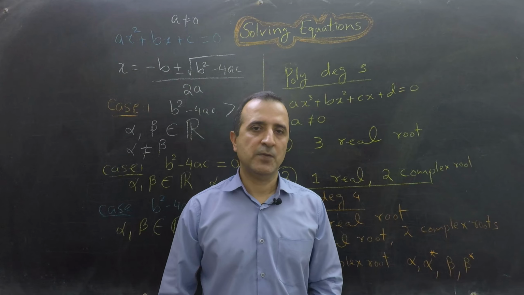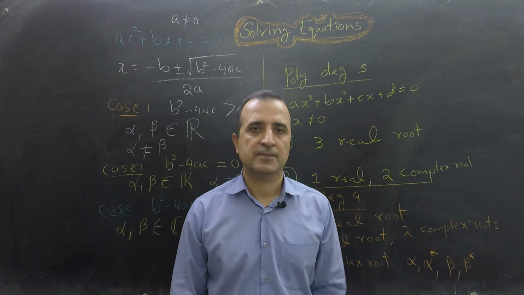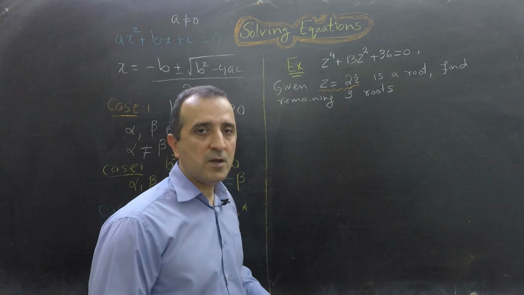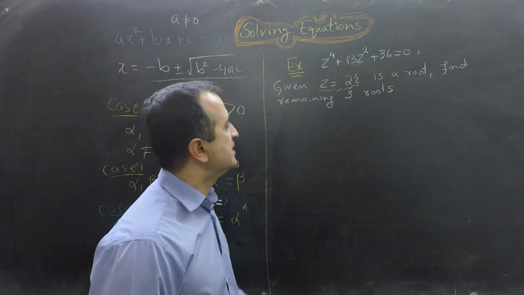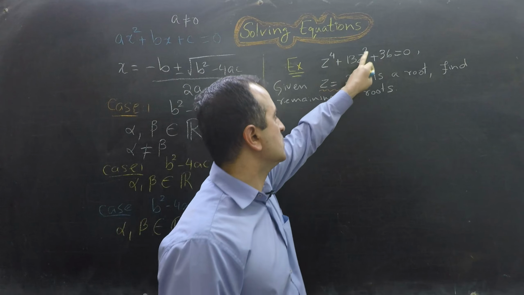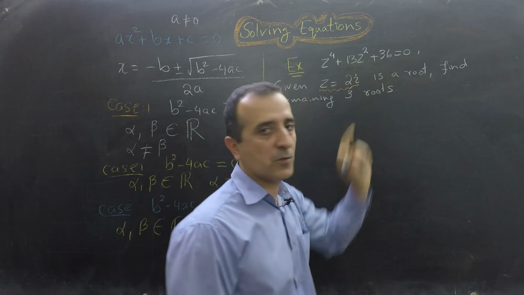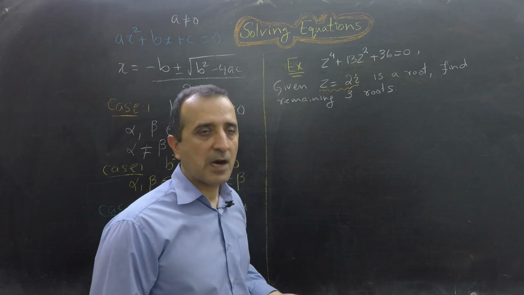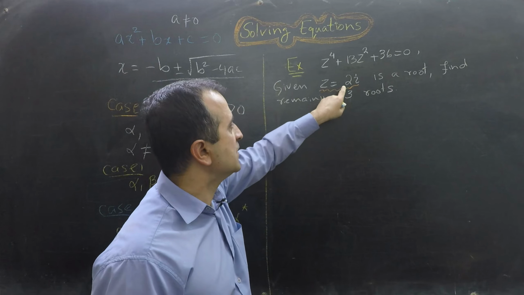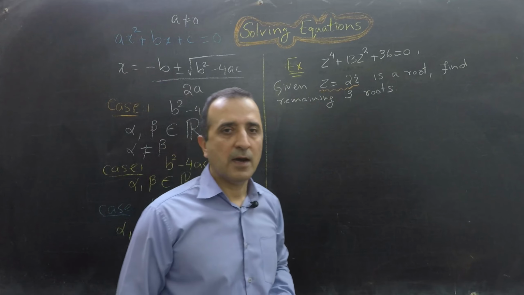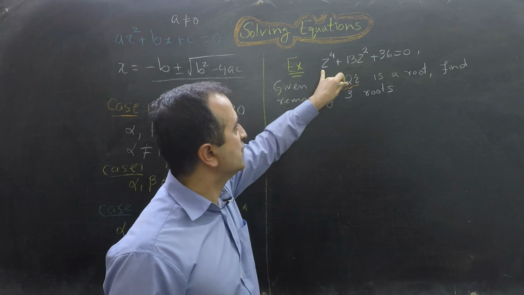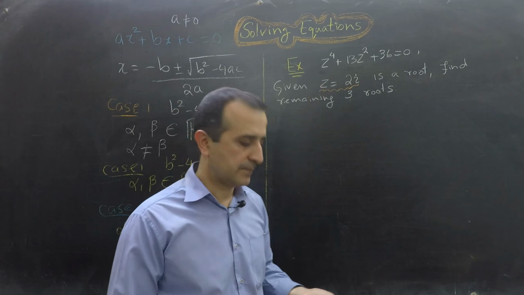So let's do another example to make those concepts crystal clear. In this example, I am given a polynomial of degree 4, which is z raised to power 4 plus 13 z raised to power 2 plus 36 equals 0. Additionally, I am also given a root of that polynomial, that is z equals 2 iota, and I am asked to find the remaining 3 roots because the degree of the polynomial is 4, so it has 4 roots.